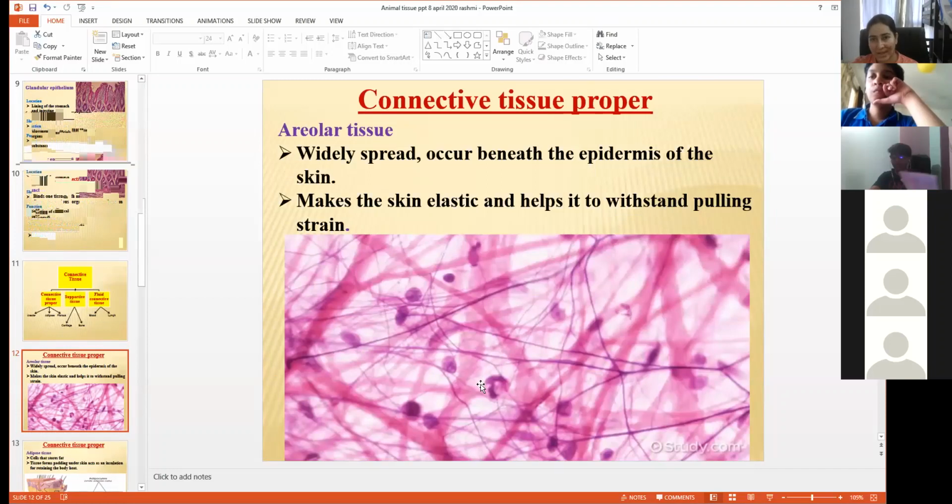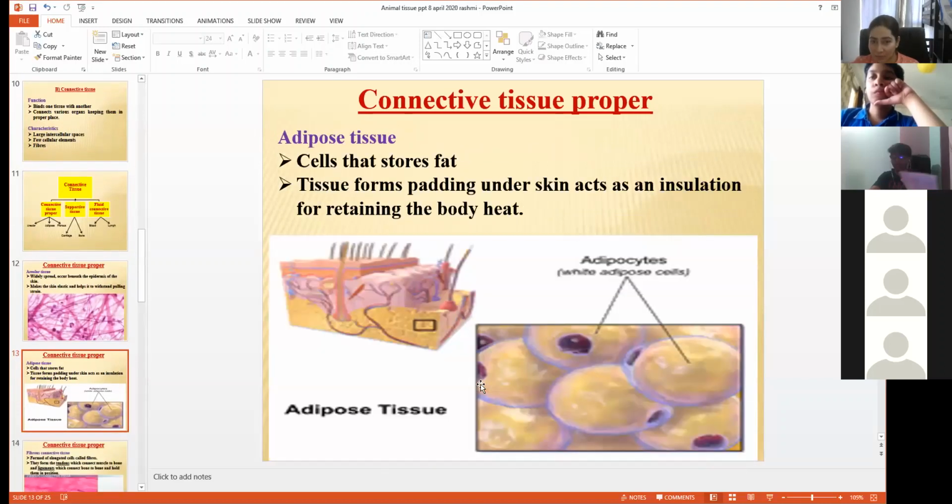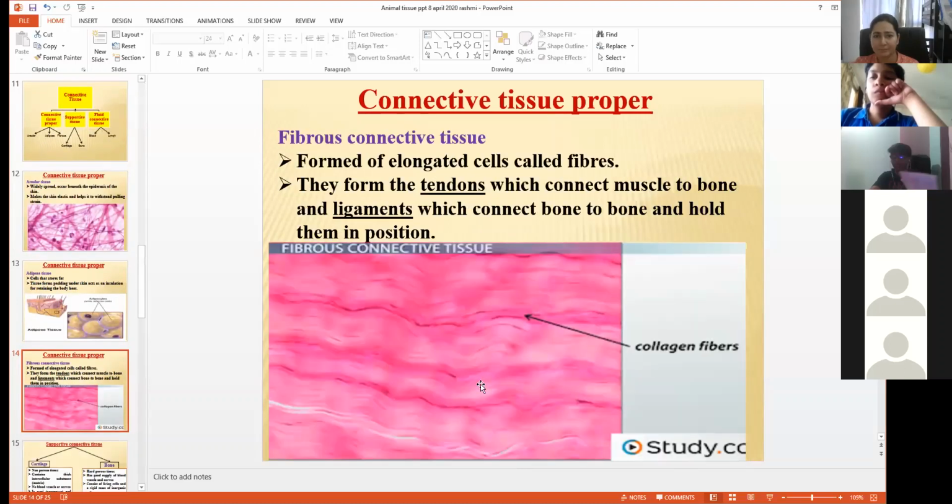So just to recap, the connective tissue, the areolar tissue, students, what is it? It maintains the elasticity of the skin. The adipose tissue, what does it do? It forms a padding under the skin, and it is because of this we can retain the heat inside our body. Now we come to the next tissue under connective tissue proper, which is called fibrous connective tissue.